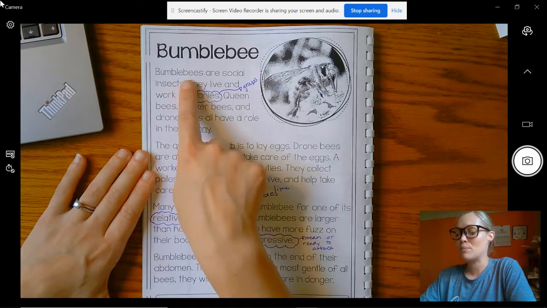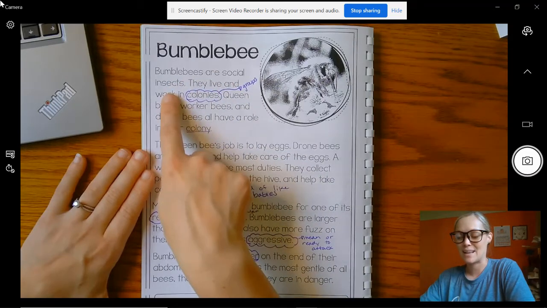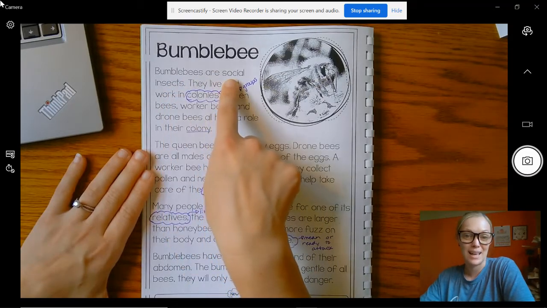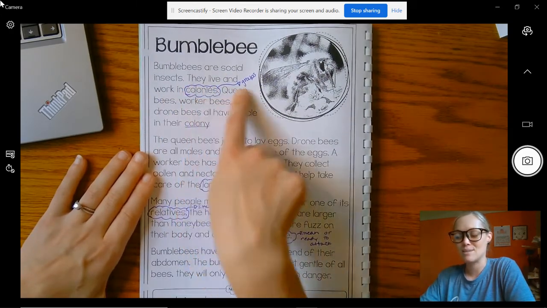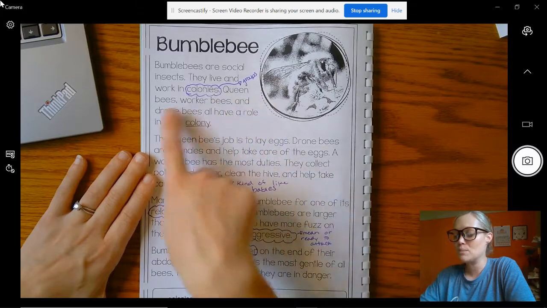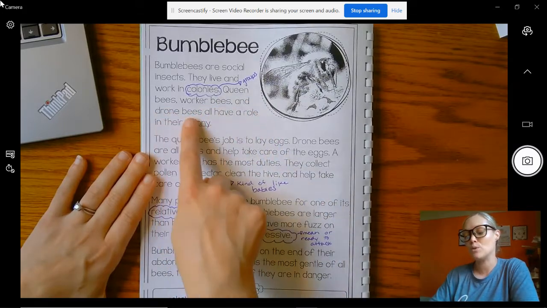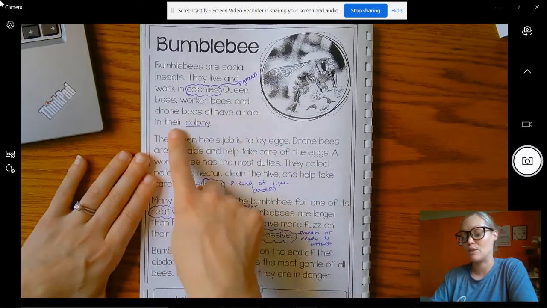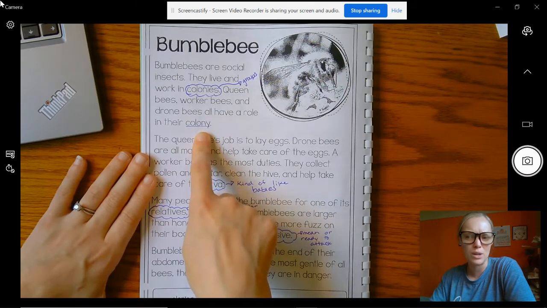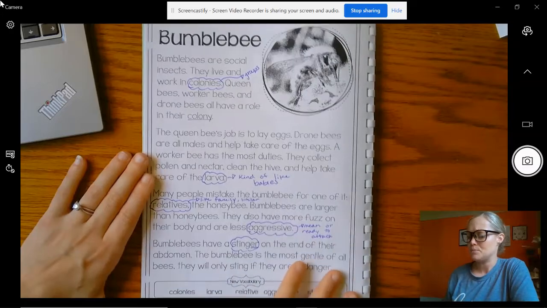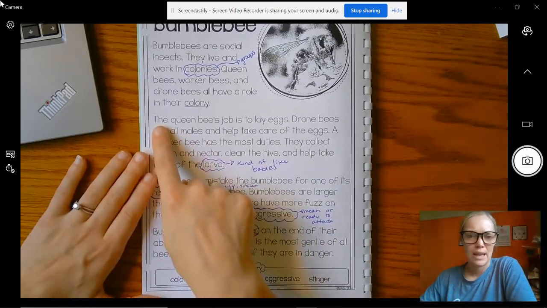Bumblebees are social insects. That means they're friendly. They like to hang out with other ones. They live and work in colonies, groups. Queen bees, worker bees, and drone bees all have a role in their colony. This is kind of reminding me of the ants that we learned about. They have worker ants. I'm having a connection there.